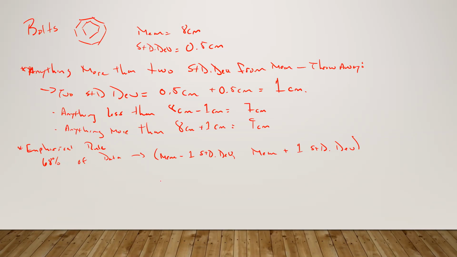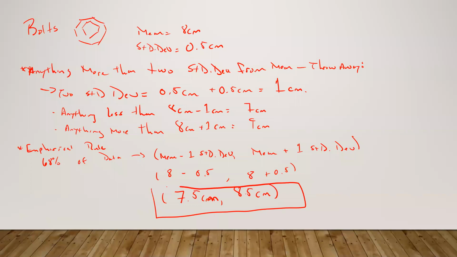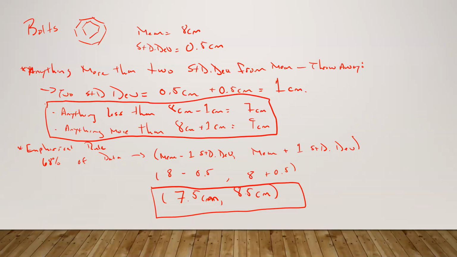So I give you the mean minus 1 standard deviation, so minus 0.5, and the mean plus 1 standard deviation. So 68% of the bolts that come off the assembly line will be between 7.5 centimeters and 8.5 centimeters. As you can see, the math for this problem wasn't hard. It's just simple addition and subtraction. Figuring out what was being asked was the hard part. Everybody feel okay? Don't worry, Ed, there's not a problem like this on the exam.